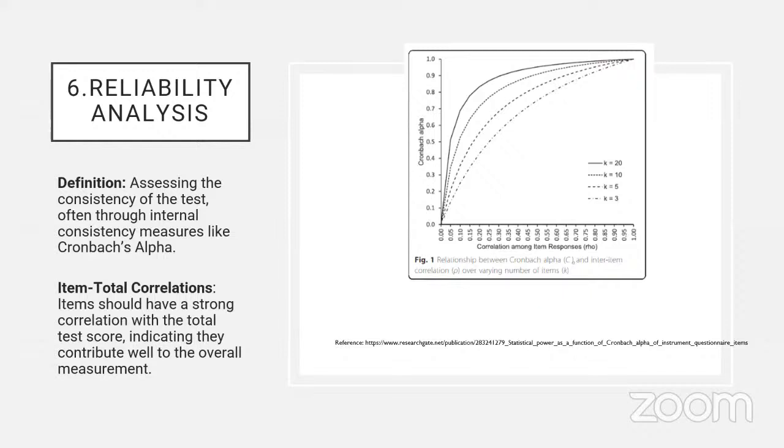But Farah, you have to show the test-retest reliability, not the item total correlation. Item total correlation is for the internal consistency. You have not shown the test-retest reliability.